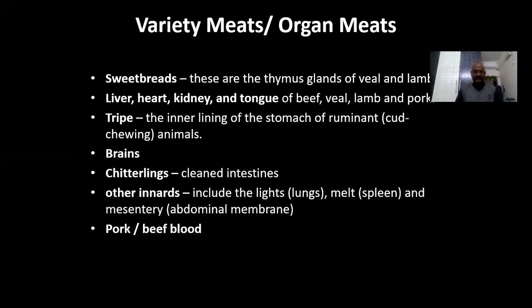Variety meats and organ meats. Organs: liver, heart, kidney, tongue, tripe, brain, and other innards. All these inner parts of animals such as beef, veal, lamb, pork, and calf are called internal organs. Internal organs are available in very limited quantities. That's why these are called offals. Offals can also be used for preparation of dishes. Mostly we use them for starter purposes.